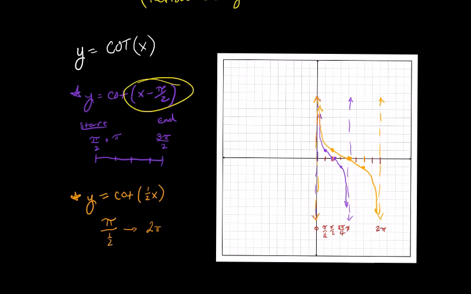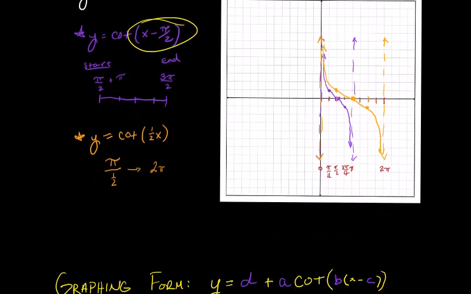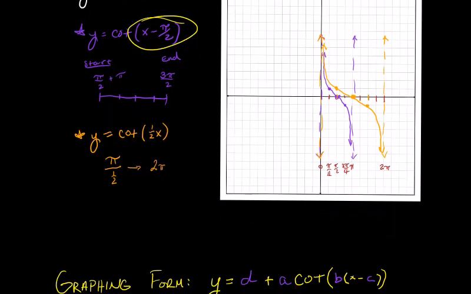But a couple things to note. If there's no horizontal shift, the start is always at 0. So you're either going to start at 0, or if there's a horizontal shift, it'll start at that new value. And then you add the period to find where it's going to end. And you should be okay.